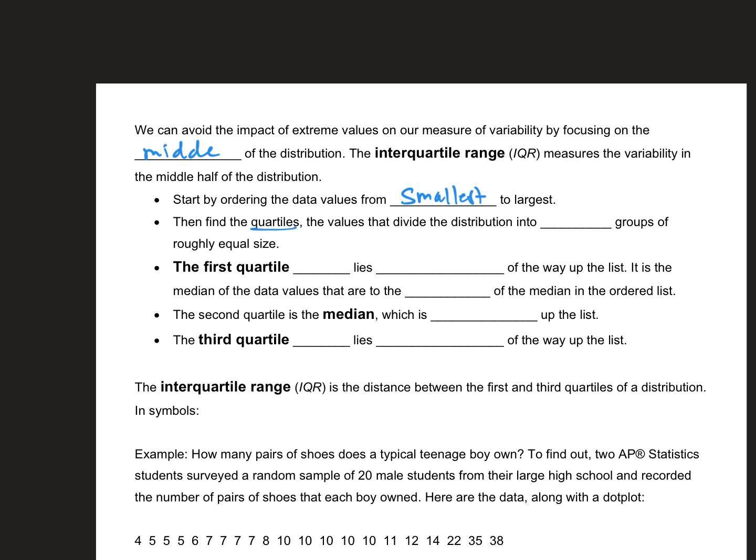Okay, we're going to talk about what quartiles are. The values that divide the distribution into 4 groups of roughly equal size. All right, so the first quartile is called Q1, and this lies 1/4. So they're called quartiles. Splits into 4, 1/4 of the way up the list. It's the median of the data values that are to the left of the median in an ordered list.